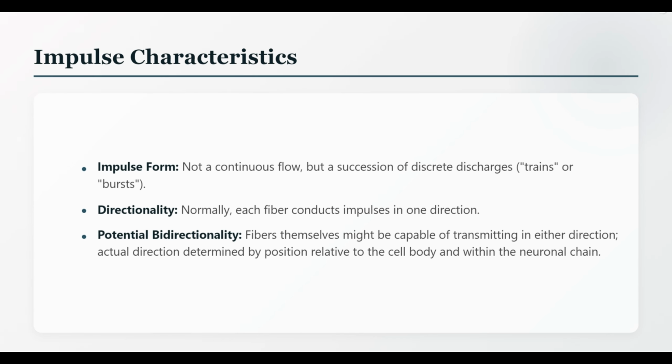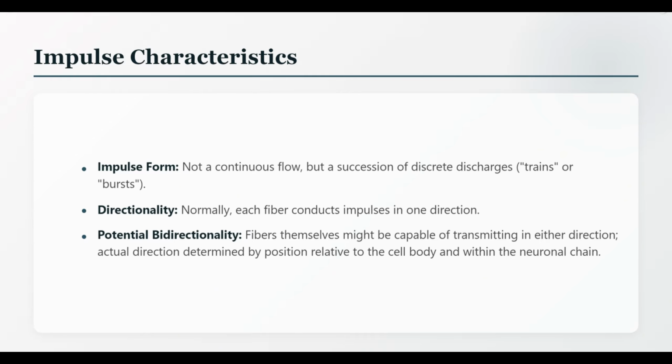How does this uniform impulse travel? Not like a smooth river current, but more like a series of discrete sparks or bursts. You get a quick succession of discharges down the fiber. And usually these signals have a one-way street. They travel down the axon towards the target neuron. However, the fiber itself probably has the physical capability to send signals both ways.